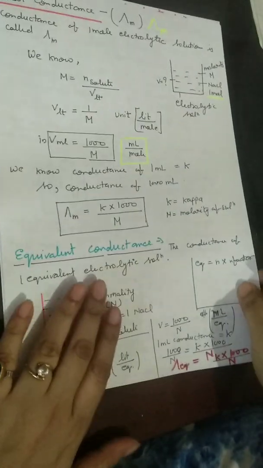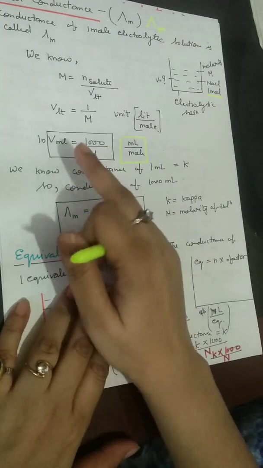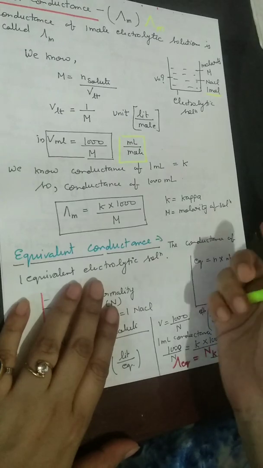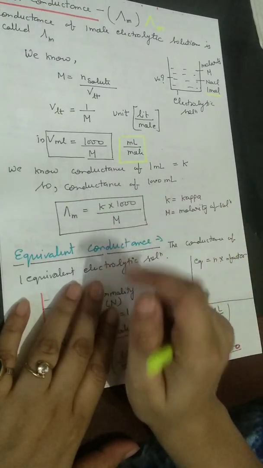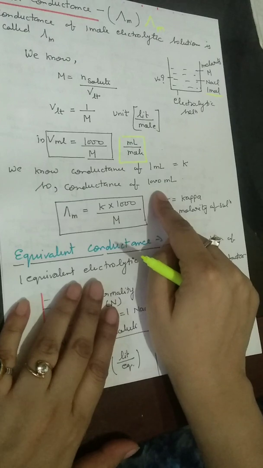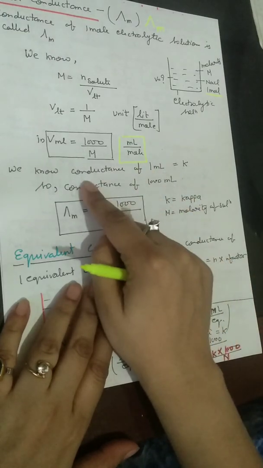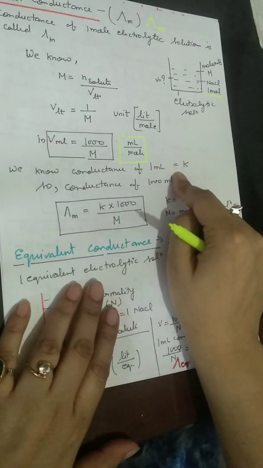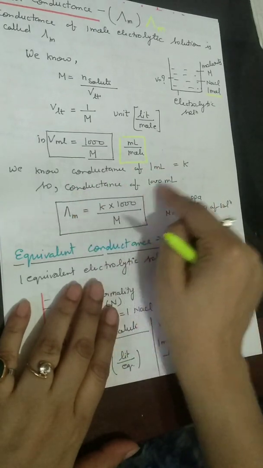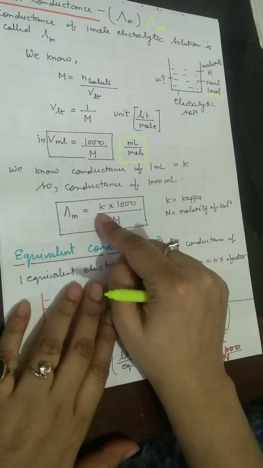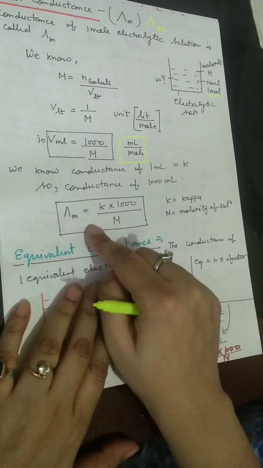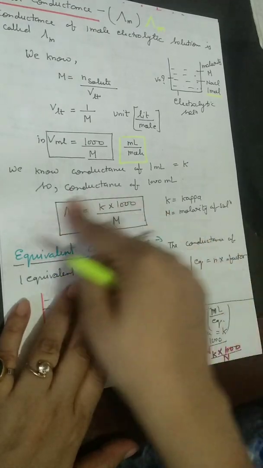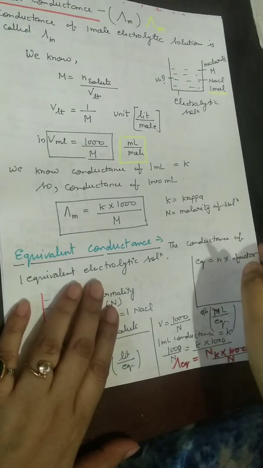Now we know that conductance of 1 ml of electrolytic solution is simply equal to kappa, that is K. If the conductance of 1 ml solution is equal to K, then the conductance of 1000 ml solution will be what? We will multiply it by 1000. So molar conductance will equal kappa into 1000 by M. So this is the formula which we have derived for the molar conductance.